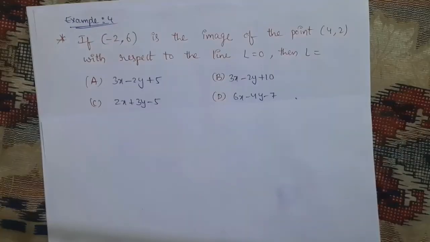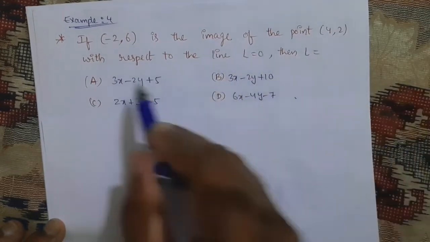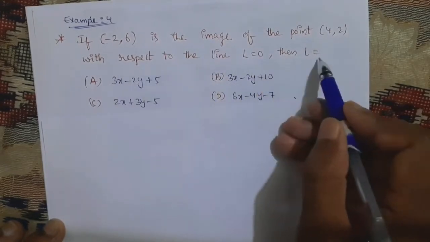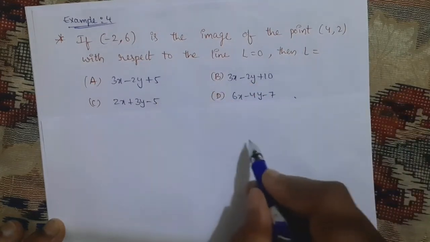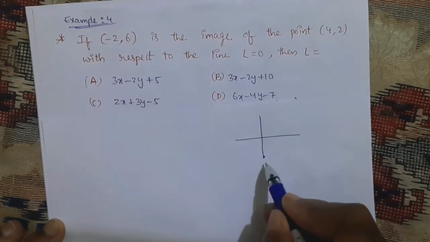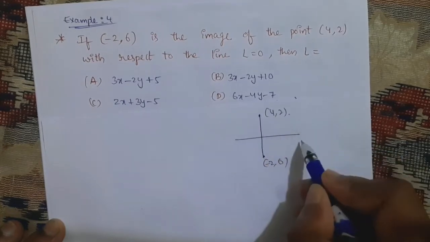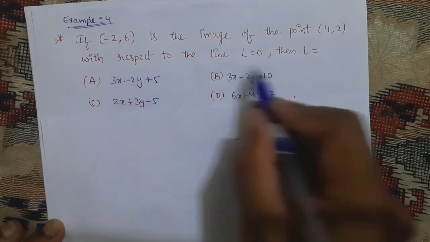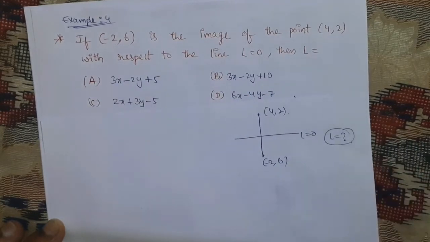Next question, example number 4. If (-2, 6) is the image of the point (4, 2) with respect to the line L = 0, then L = 0 is what? They said (-2, 6) is the image of this point (4, 2) with respect to the line L = 0. Now we need to find the equation of L.